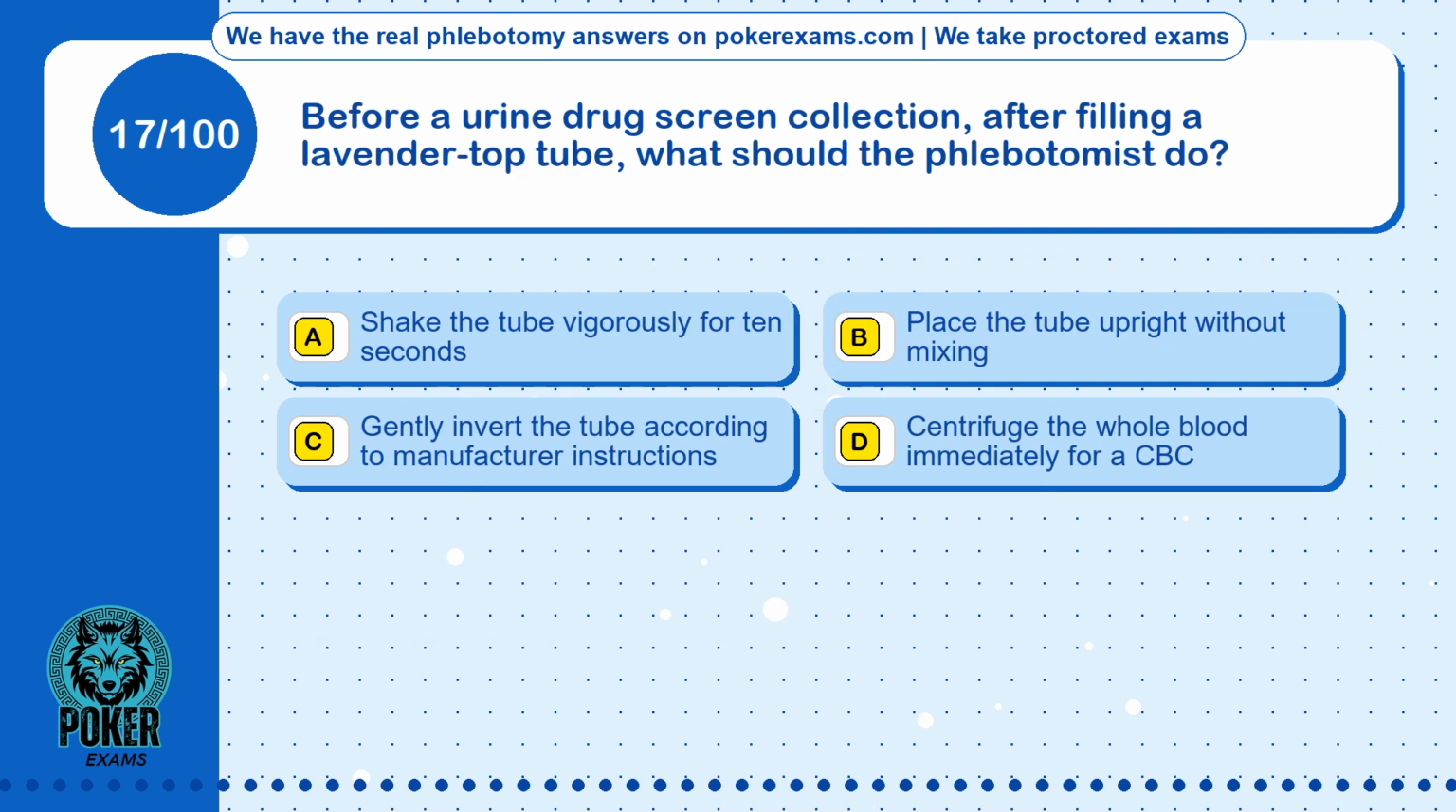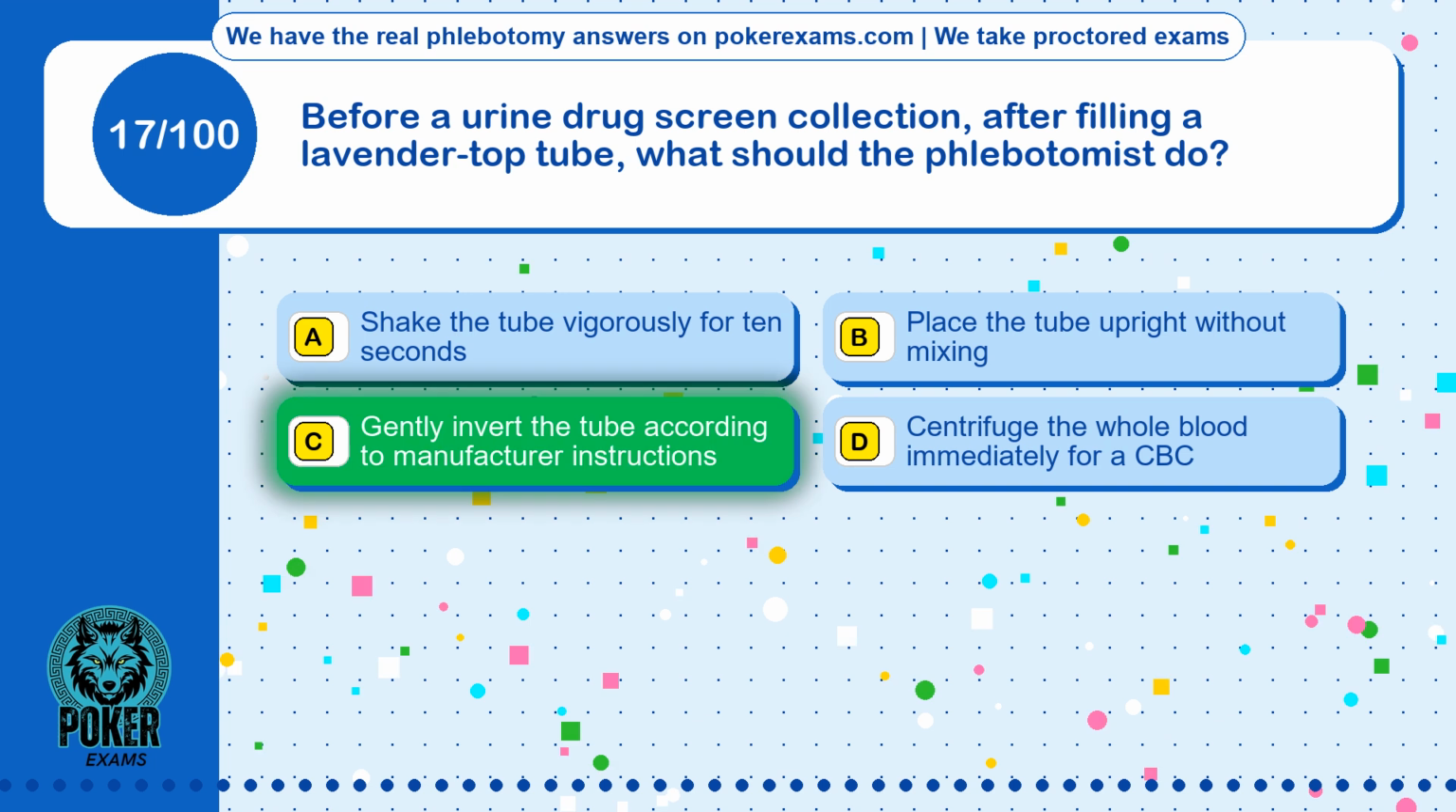Question 17. Before a urine drug screen collection, after filling a lavender top tube, what should the phlebotomist do? Option A, shake the tube vigorously for 10 seconds. Option B, place the tube upright without mixing. Option C, gently invert the tube according to manufacturer instructions. Option D, centrifuge the whole blood immediately for a CBC.